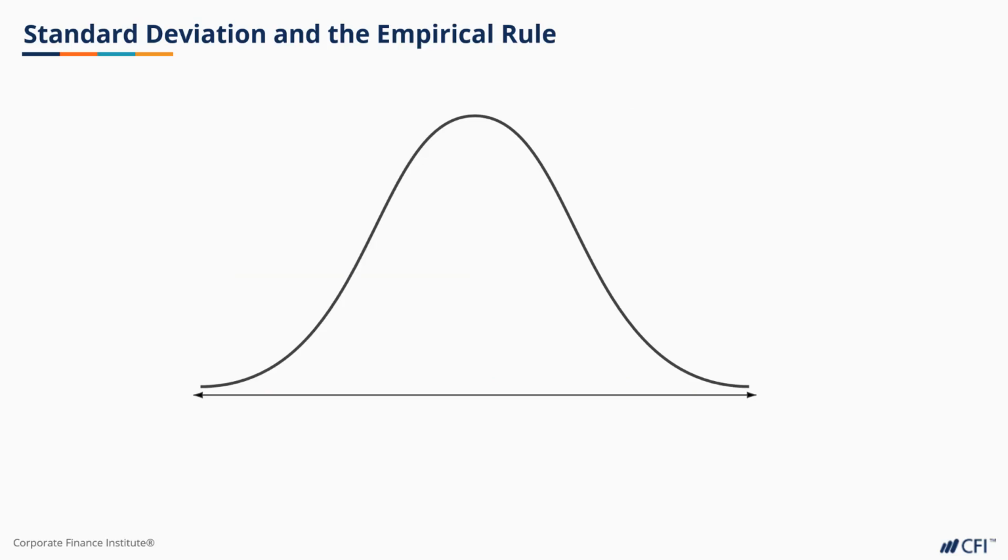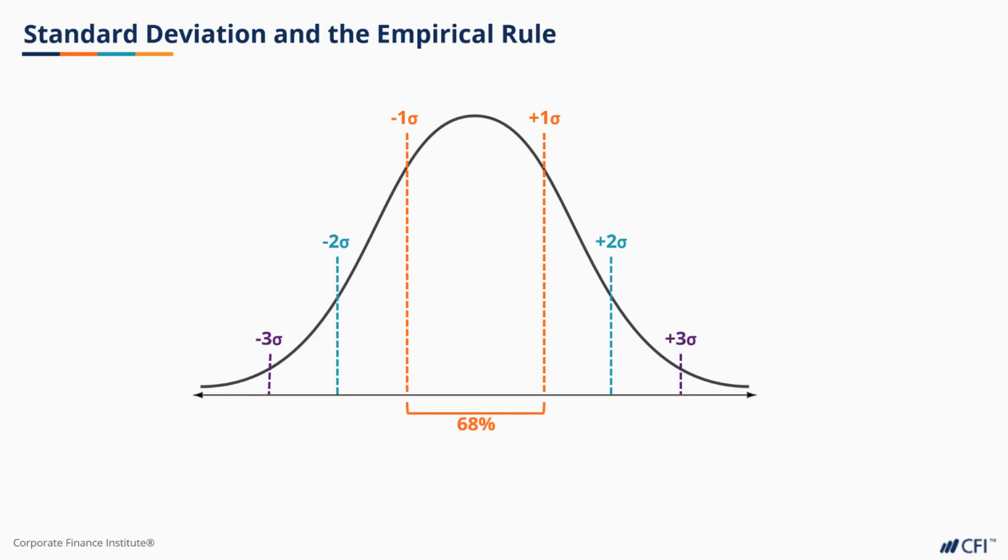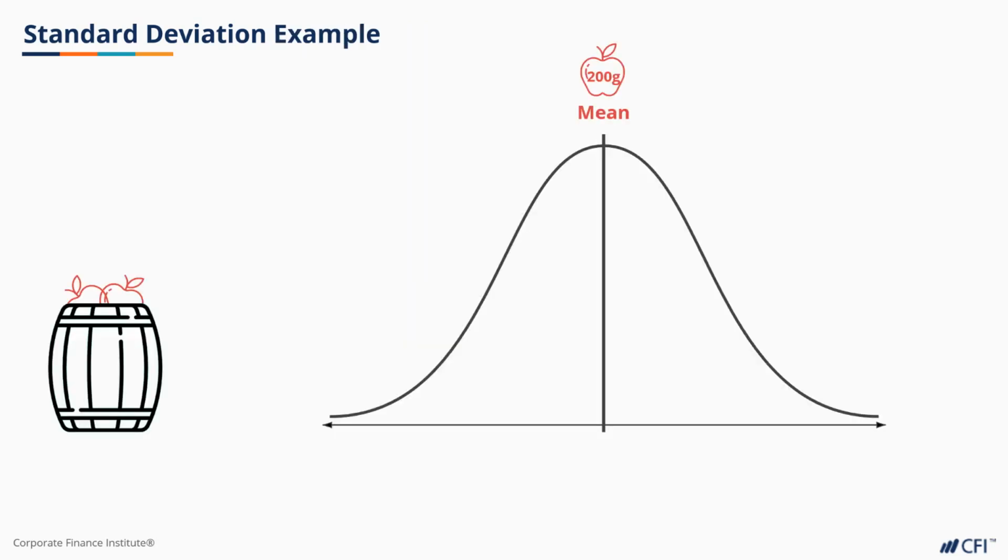When our data is normally distributed, standard deviation easily helps us understand the likelihood of data falling inside or outside a specific range. This is because 68% of data falls within one standard deviation, 95% of data falls within 2 standard deviations, and 99.7% of data falls within 3 standard deviations. This is known as the 68-95-99.7 rule, or the empirical rule.